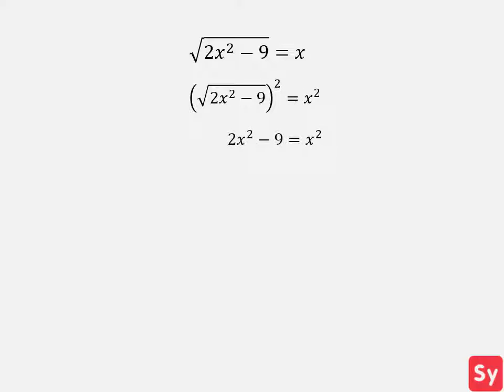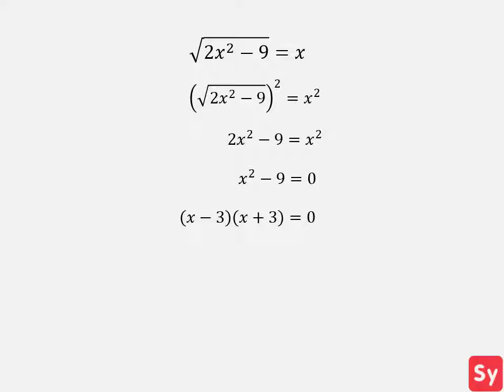Next example, we have the square root of 2x squared minus 9 equals x. We see that the radical term is already isolated, so we can move on to undoing what has been done. Because it is a square root, we will square both sides. This gives us 2x squared minus 9 equals x squared. We subtract x squared from each side and get x squared minus 9 equals 0. We see we have a quadratic now, so we can factor it. This gives us x minus 3 times x plus 3 equals 0.